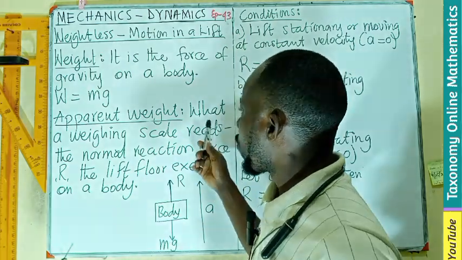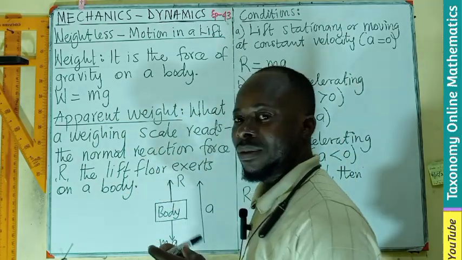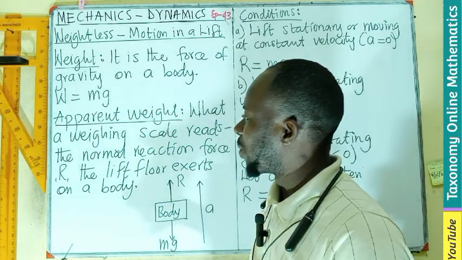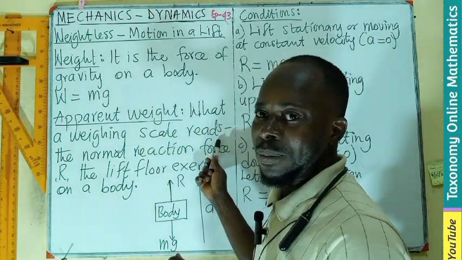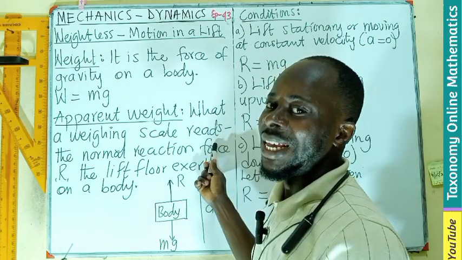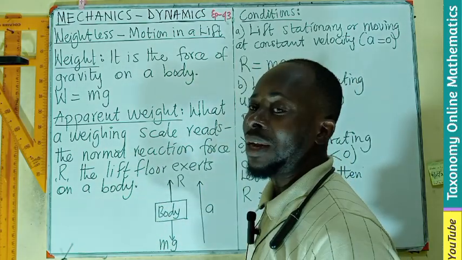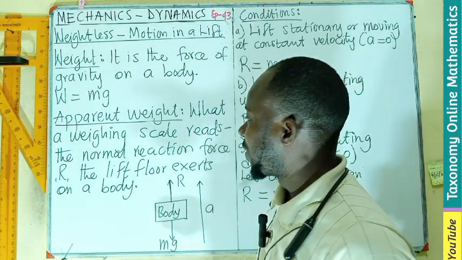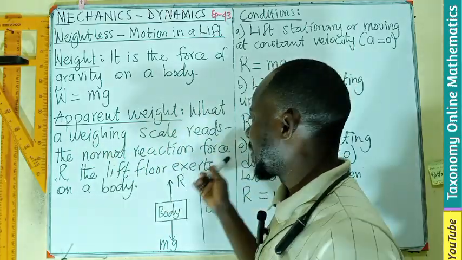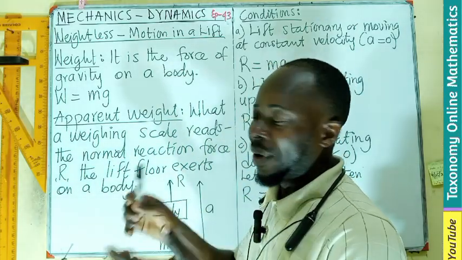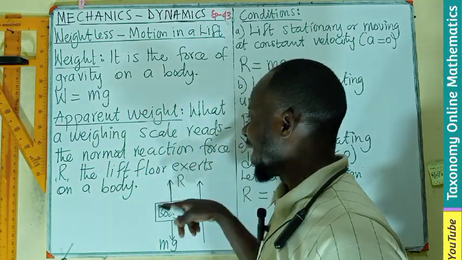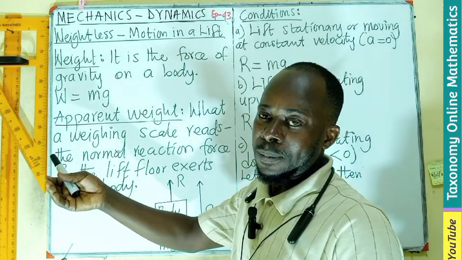We can say that when you are standing on a weighing scale, the reading of the weighing scale is what we call the apparent weight. Or better still, we can say the normal reaction force, the force the lift floor exerts on the body.